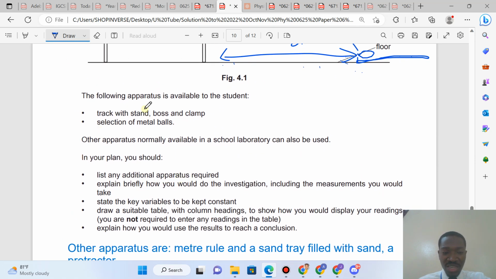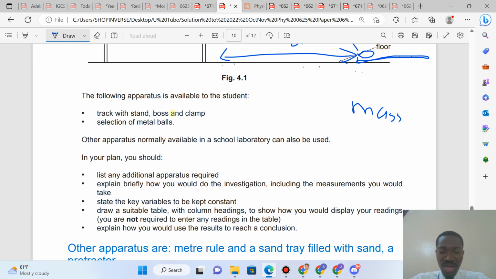The question also provides a guide. The following apparatus is available to the student. Number one, you have a track with sand, you have balls and clamp, you have a selection of metal balls. Should you use the selection of metal balls? Since you are only interested in the distance and the angle, then you shouldn't use all of this. Only one metal ball should be enough so that you will not be varying the mass. The mass is expected to be constant. When you vary the mass, then you won't be able to work with the only variables that you need.